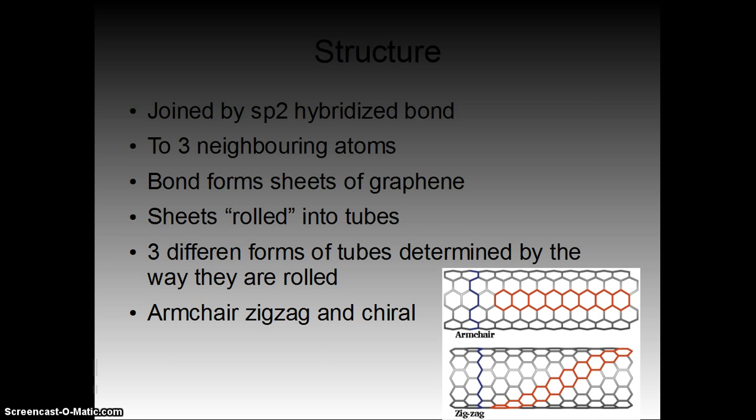The structure is really very basic. The carbon atoms of the single sheet of graphite form a planar honeycomb lattice. Each atom is connected by a really strong hybridized sp2 bond to three of its neighbours. This is the source of its strength. It's graphite sheets that are rolled. The way it's rolled determines what type of nanotube it's going to be: armchair, zigzag or chiral.